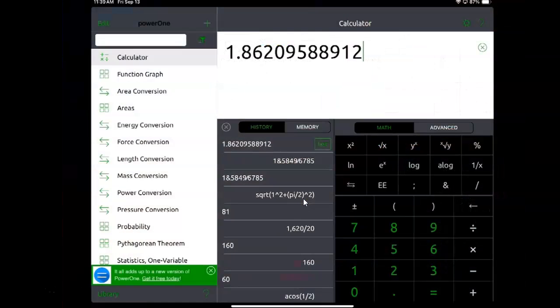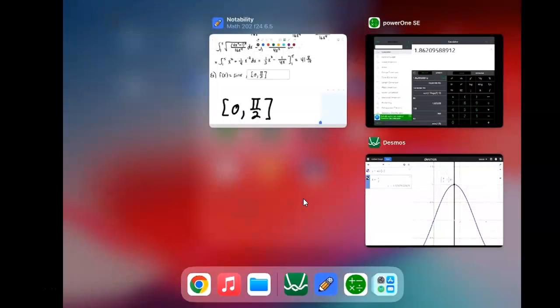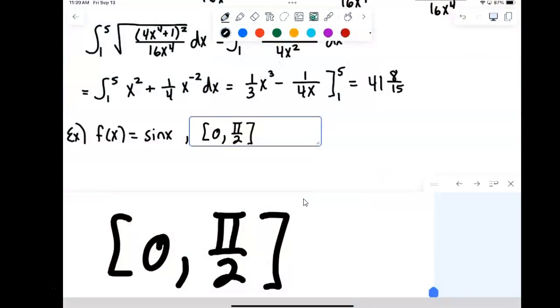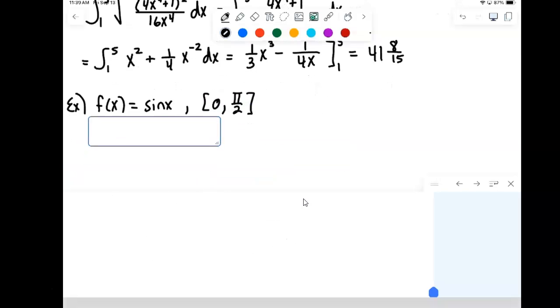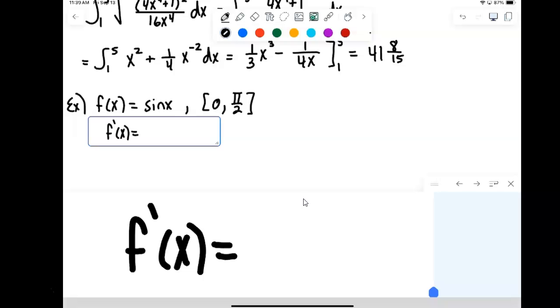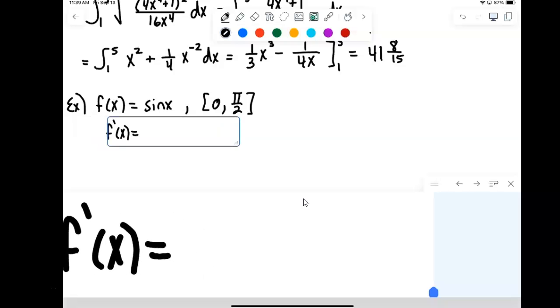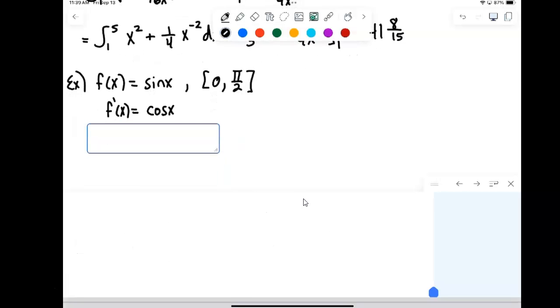And so I point that out because we're going to compute it exactly, or approximately, because we're actually going to have to use technology to do it. But our answer is going to be pretty close to that. Okay, so to do this, we need the derivative. f prime of x is the cosine of x.